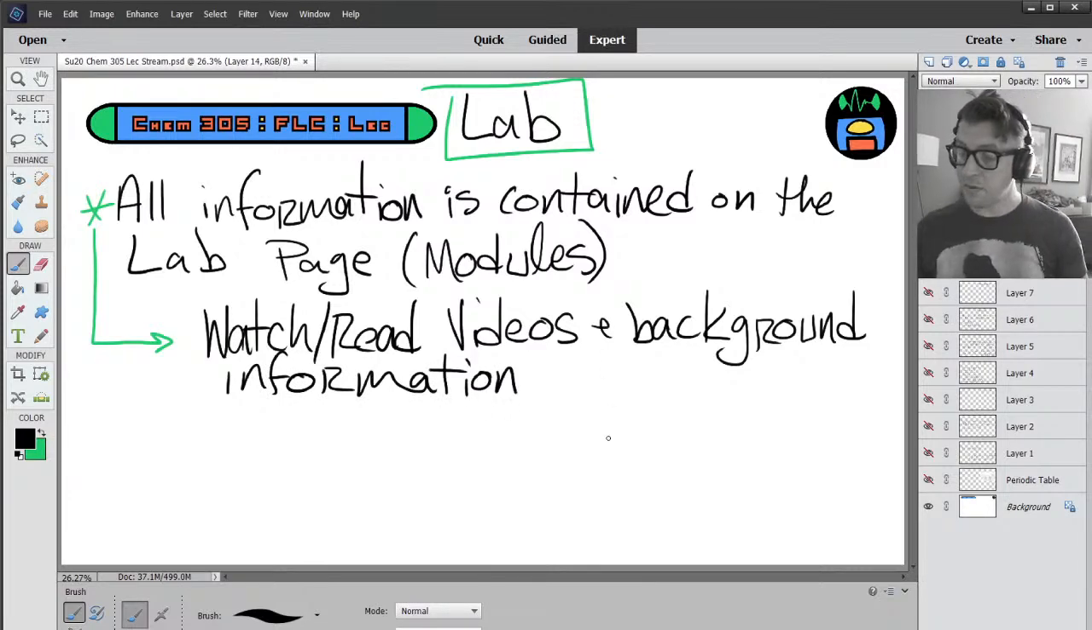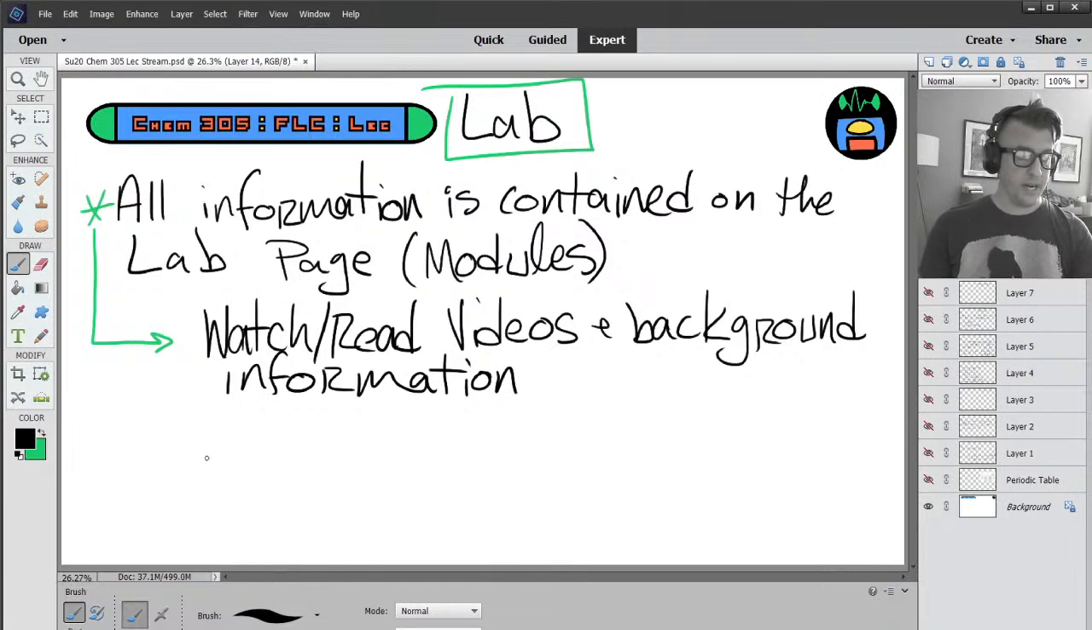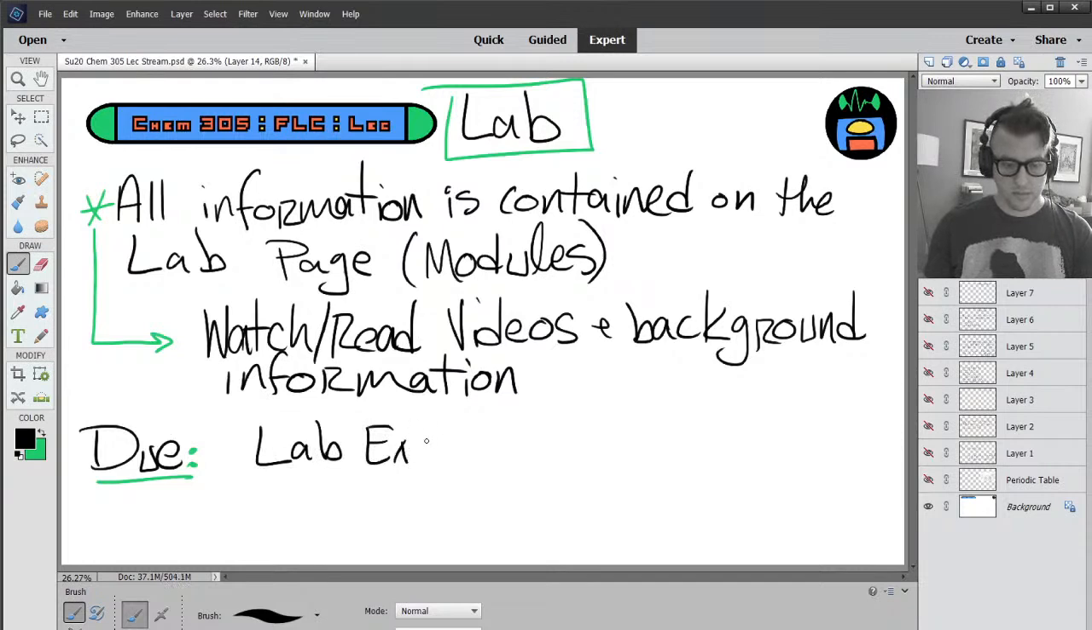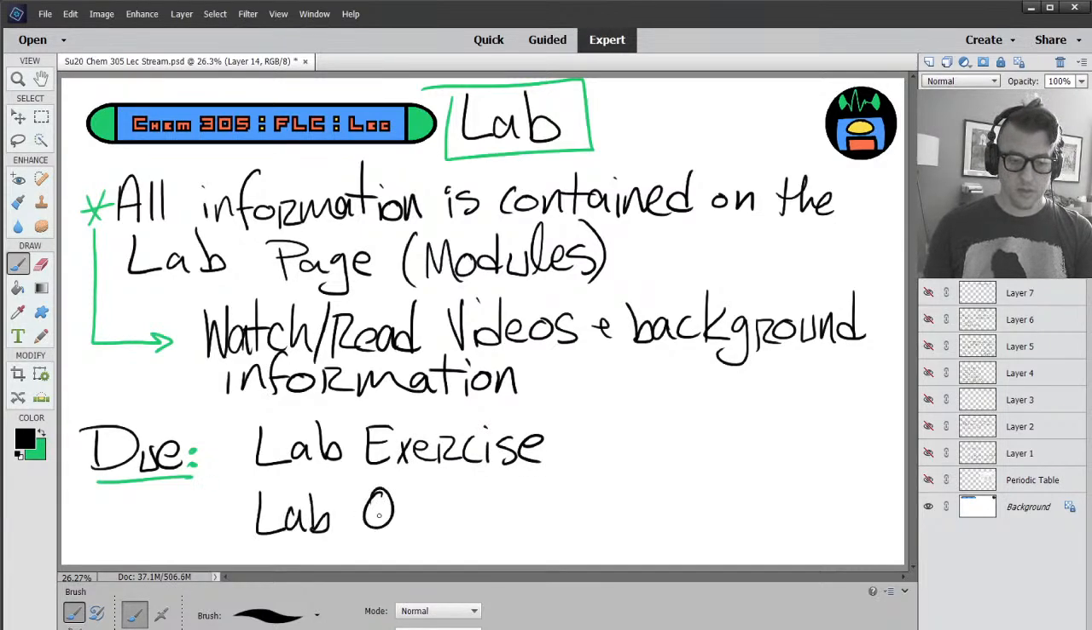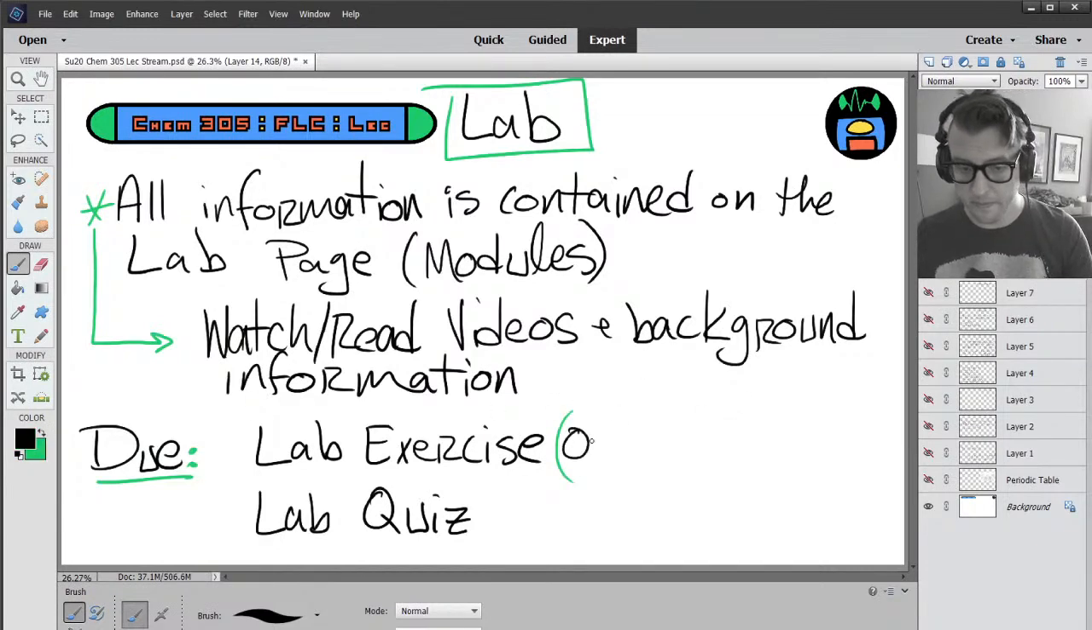And for every lab experiment there are 2 assignments, all right? These are the things that you have to turn in that are due: the lab exercise and the lab quiz. The lab exercise is that paper that you fill out. It's observations and calculations, handwritten. I hand grade them.